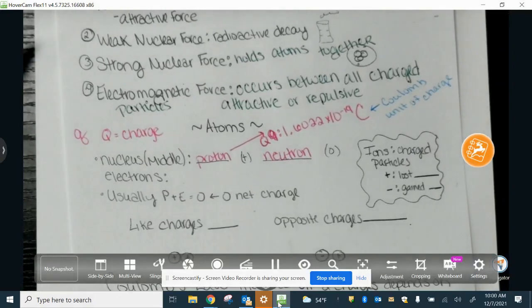Alright, so a coulomb is a unit of charge. And we use the big C. This is why we can't use C for charge, because it is the actual unit. Coulomb is the unit of charge.